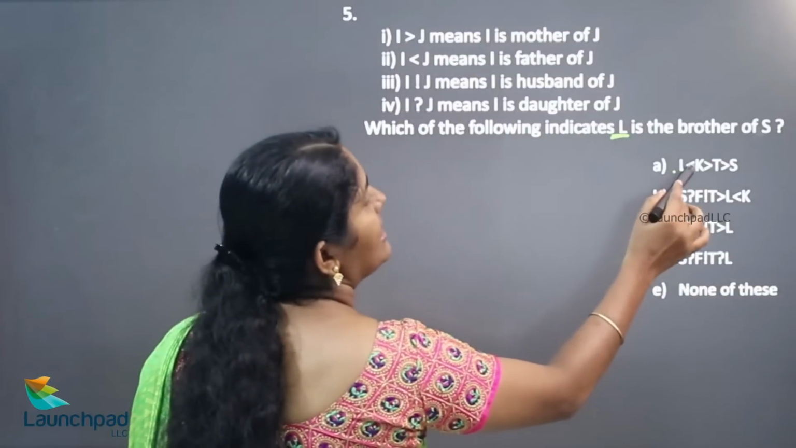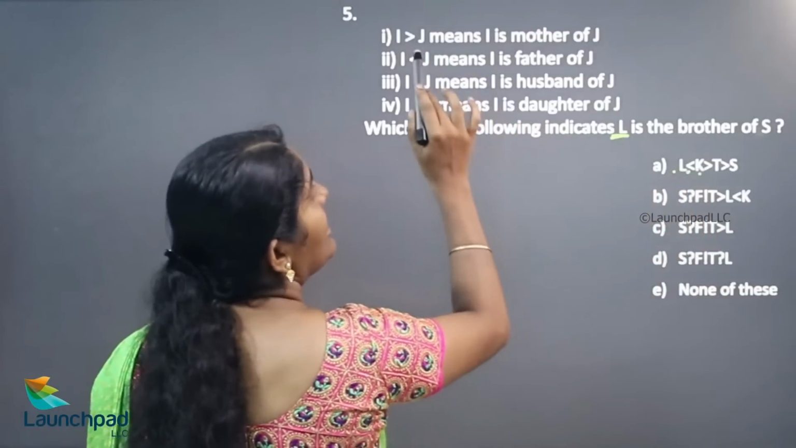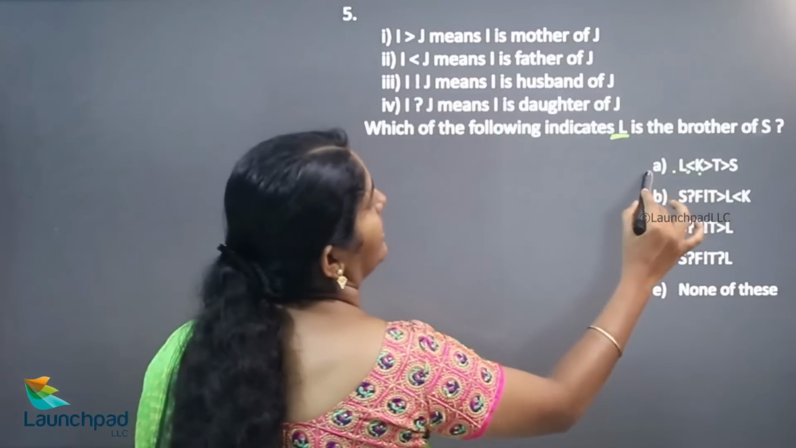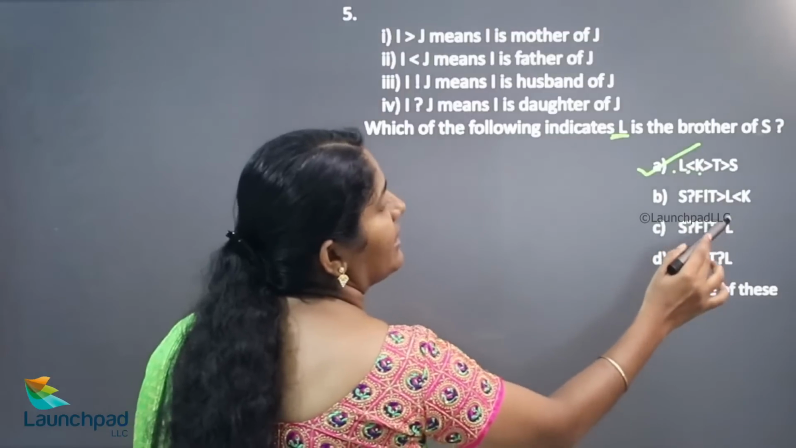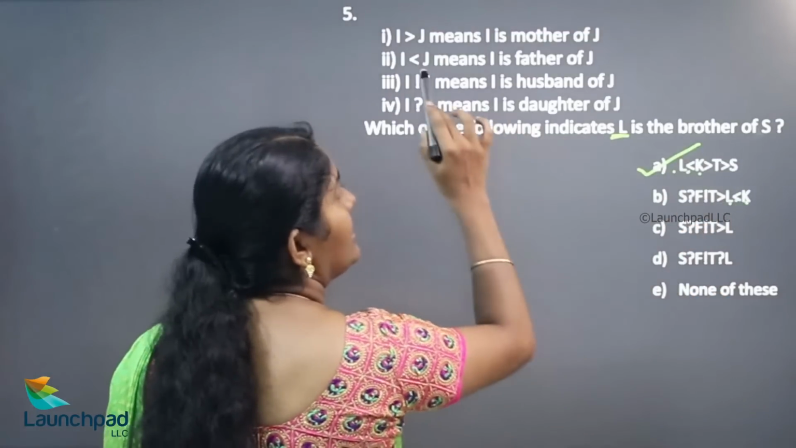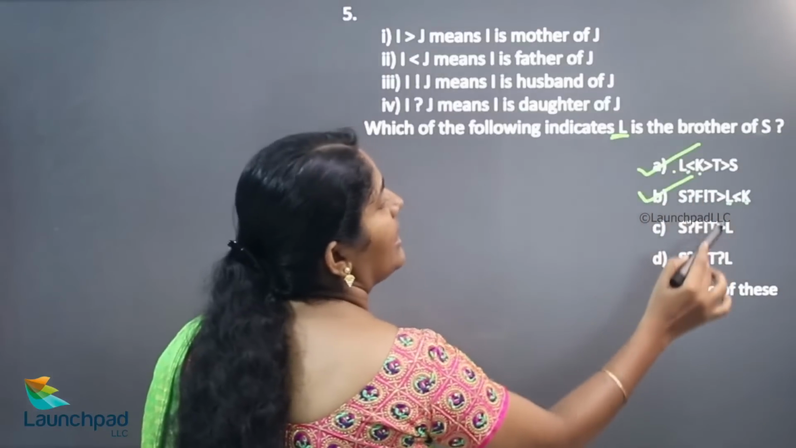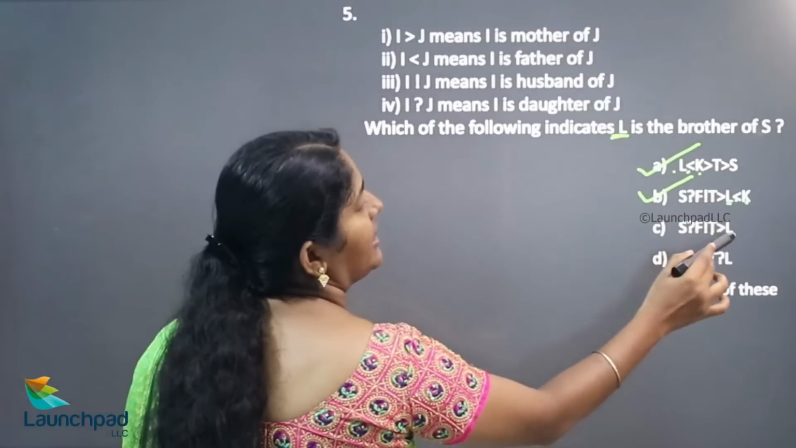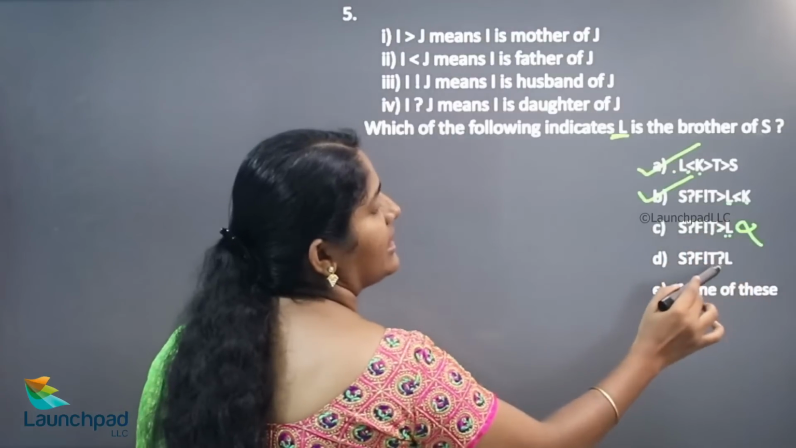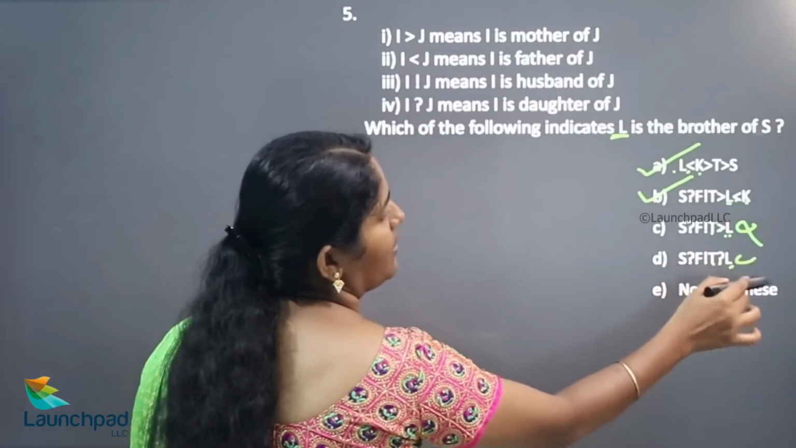Here L less than K. L less than K means L is the father, a male candidate. So it will be male. Here T greater than L, we don't know about this. Here T question mark L, we don't know about this.